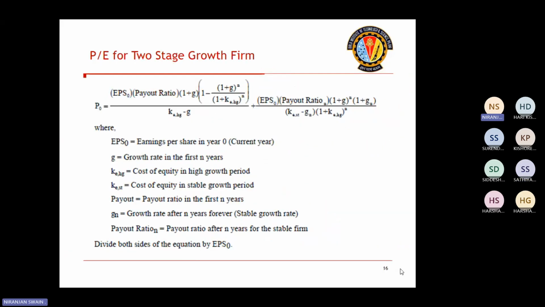Now, in case of two stage growth, your EPS, earning per share in year 0, that's the current year. Today's EPS. G is the growth rate in the first maybe 5 years, 6 years, whatever they are. KEHG means cost of equity during the high growth period. KEST, cost of equity in the stable growth period. And payout ratio in the first n years. GN, growth rate after n years, it means after the high growth period. And payout ratio n means payout ratio after the high growth period. And divide both sides by the EPS 0. Just take a photo of this one formula.